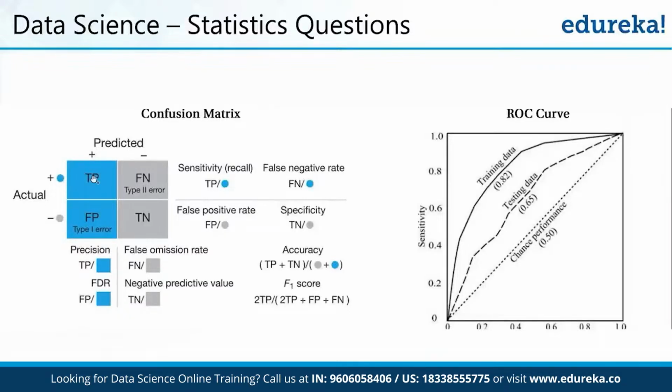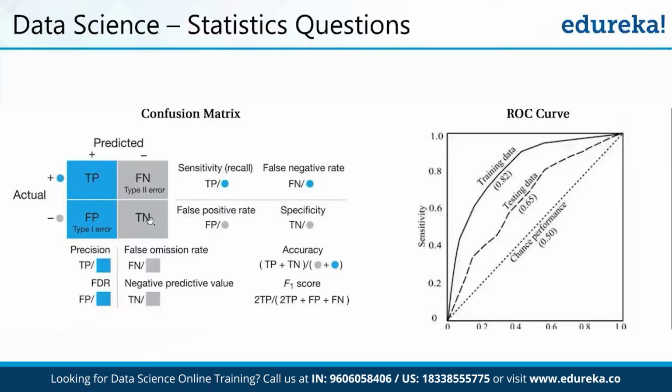So let's get into the details of that. This particular box says my actual data says the customer will buy, and you are also predicting the same. So this we call the true positive. The prediction is actually true, in a positive direction, saying the purchase happened.